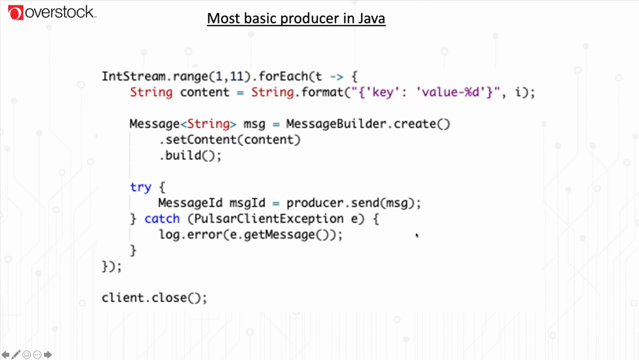Then after that, all we need to do is create messages. They're usually JSON objects. So after we construct that and create our message, we call send on the producer, and that's it. It gets sent to Pulsar. It's really that simple.